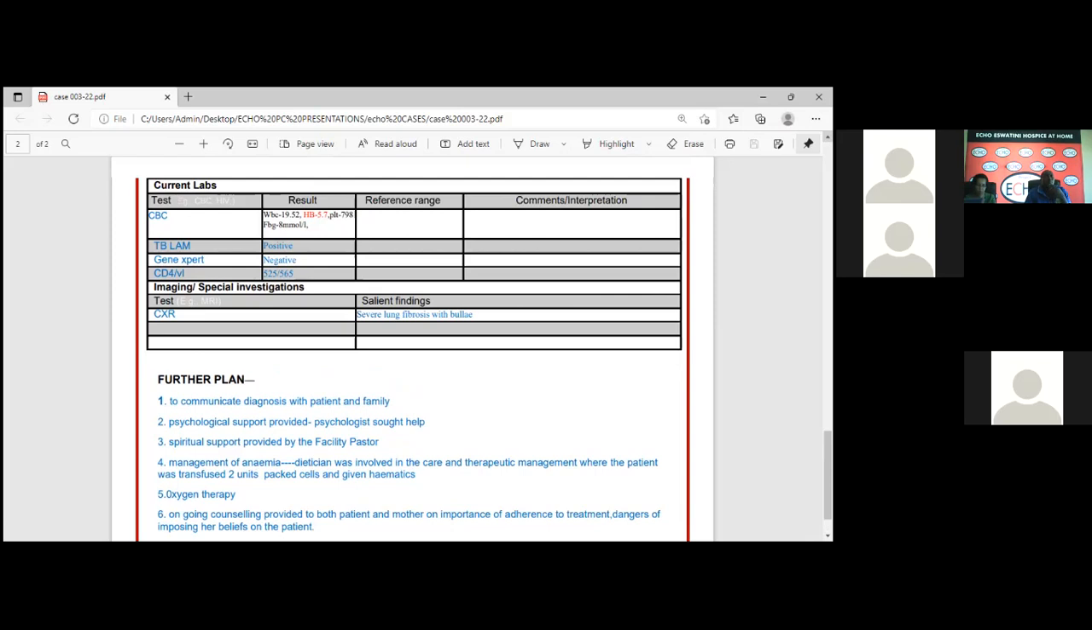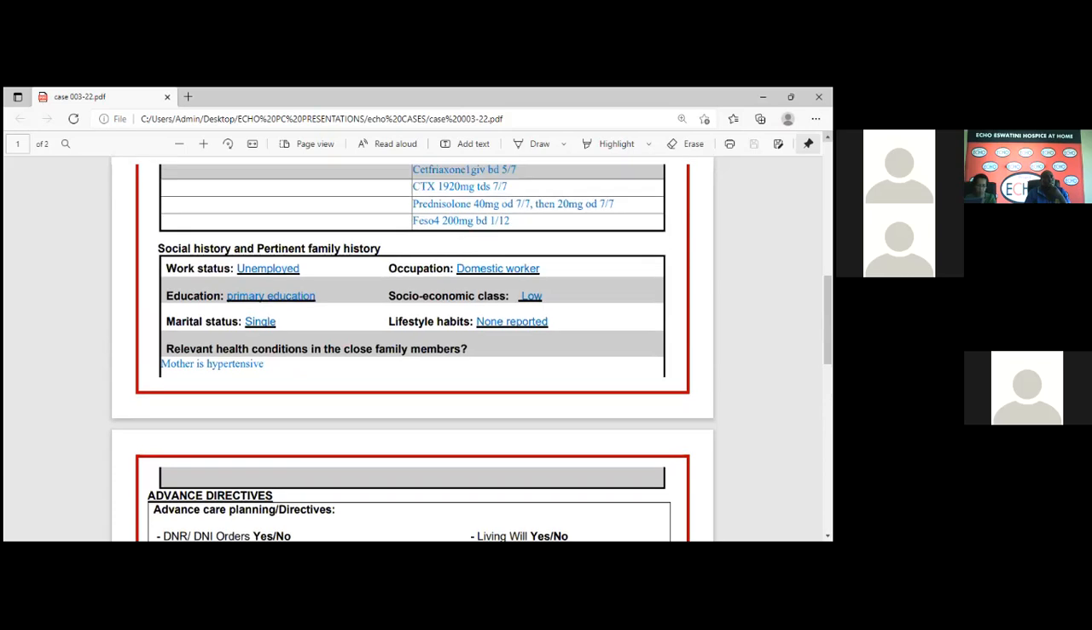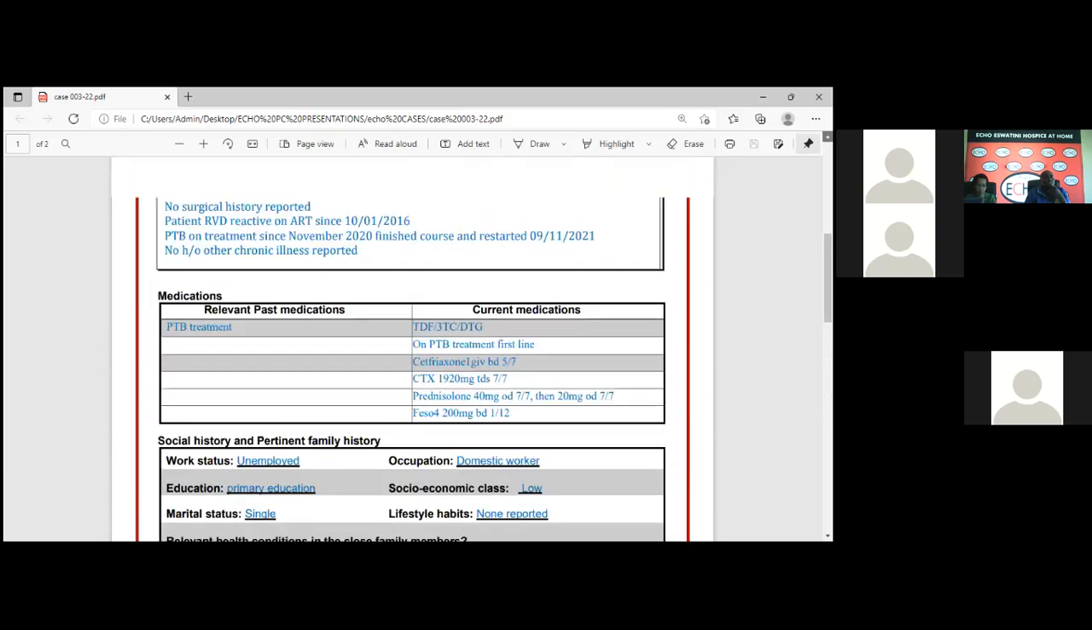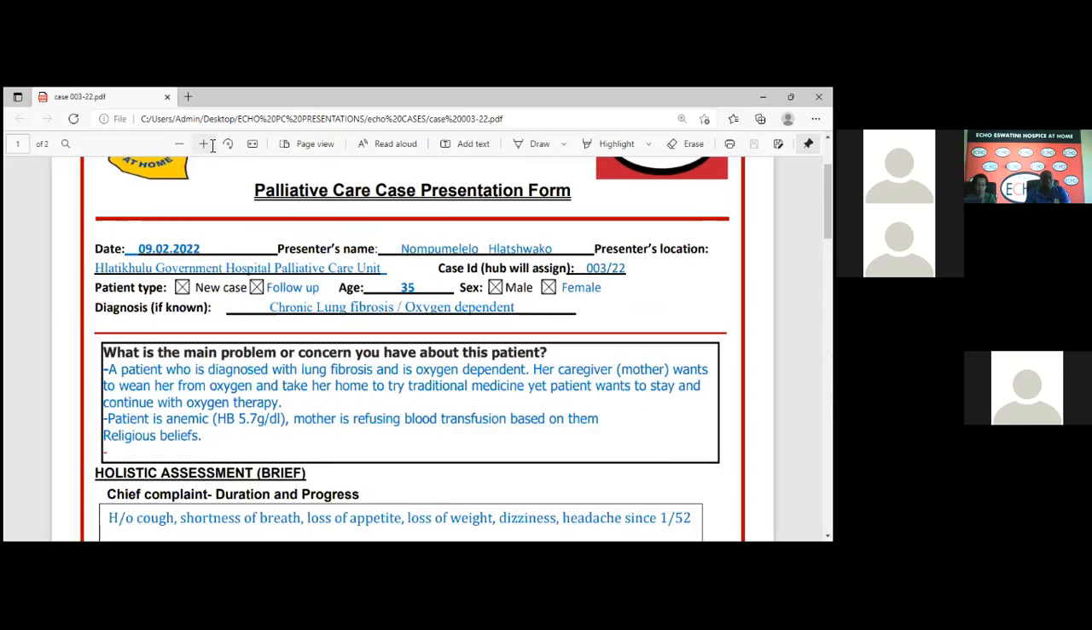Thank you very much. What a wonderful presentation we have here. I can see the concern for the patient, it's a very big concern even for me sitting here. I get you saying the mother wants to wean the patient from O2 and does not want the patient to continue with blood transfusion when the patient has an HB of 5.7. Yeah, that's a problem.